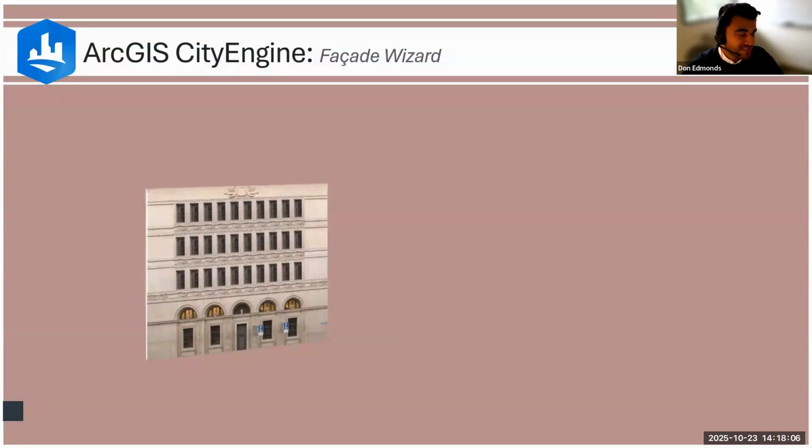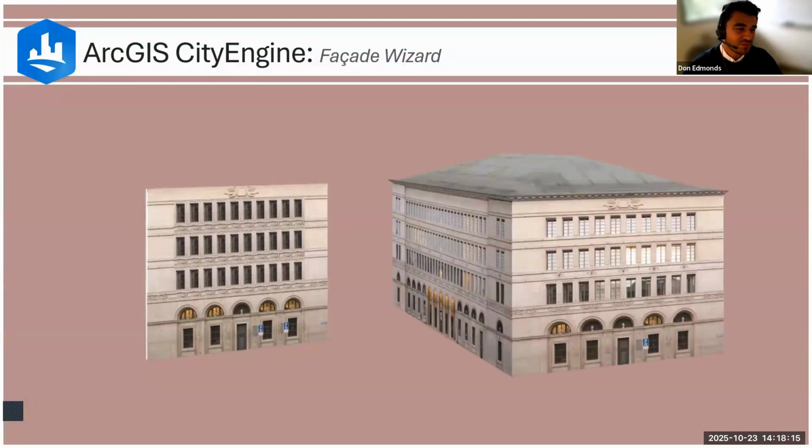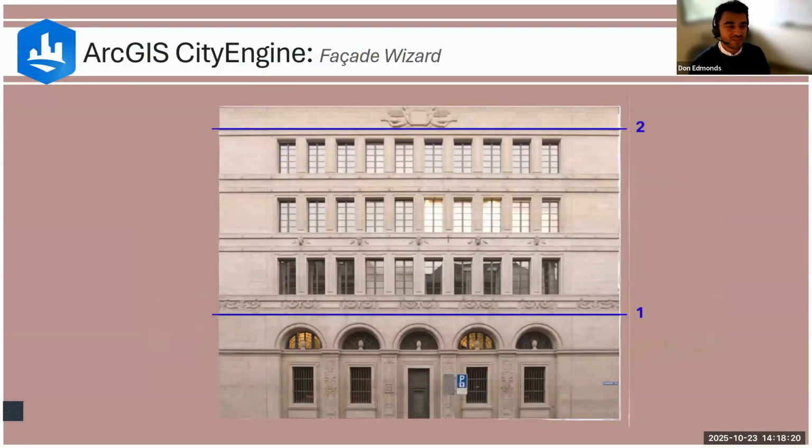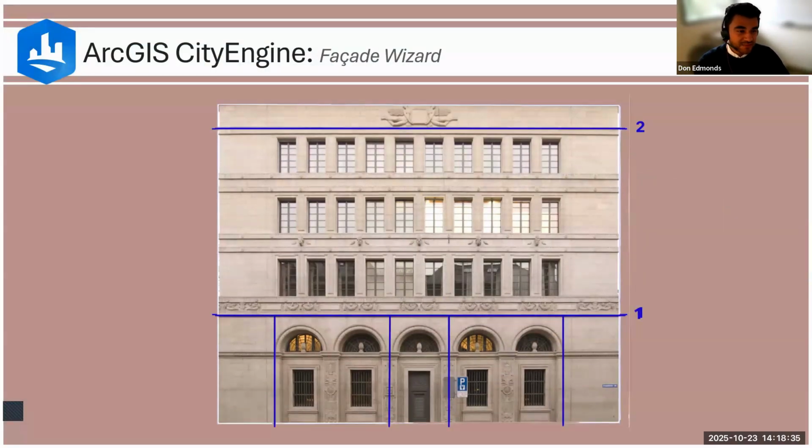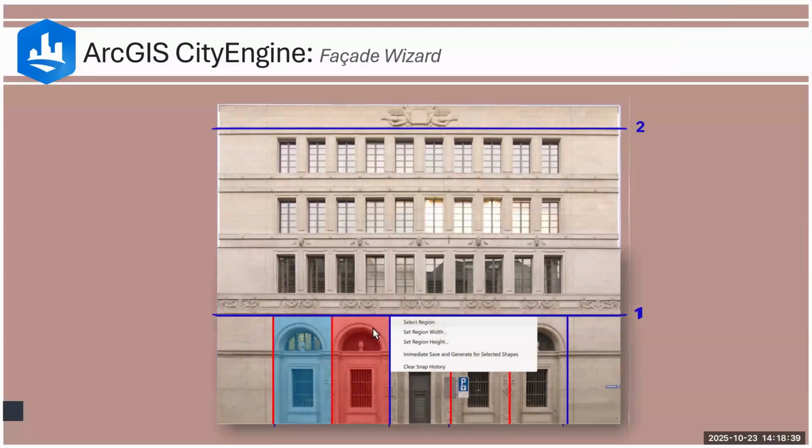And it all really starts with the Facade Wizard. So this is a capability, a workflow within City Engine that allows you to take a 2D image like you see here and be able to build out a whole building from it. So, and we'll jump into City Engine in a second, but you see here we have our 2D facade. And what the Facade Wizard allows you to do is create these different splits in the image. So you create these different splits according to the different components of the architecture.